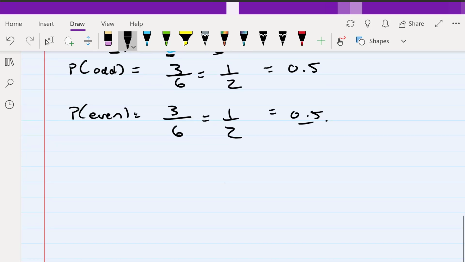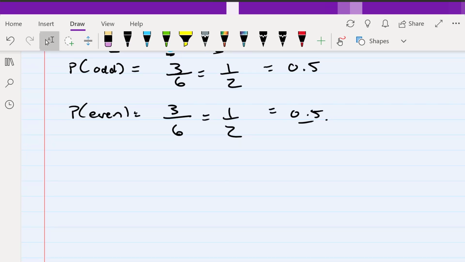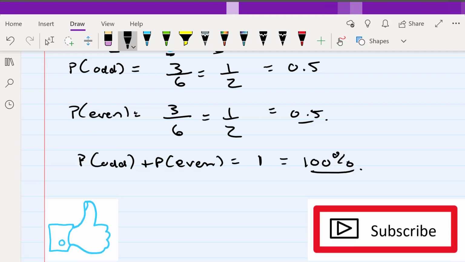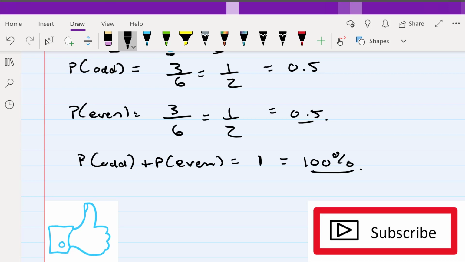And if we add the probability of odd plus the probability of even, we get the total sample space, or 100% of the outcomes, which is just 1, or 100%. This is a simple introduction of probability. Next, we'll cover more interesting topics on probabilities and give more examples.